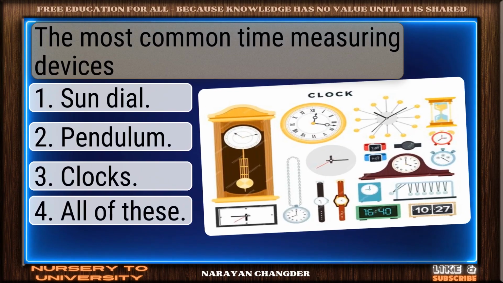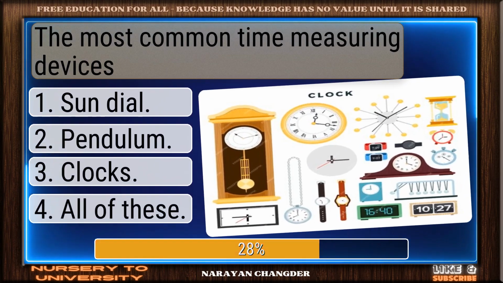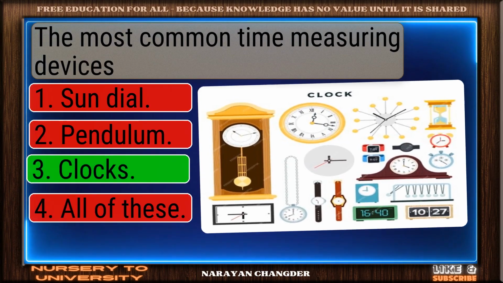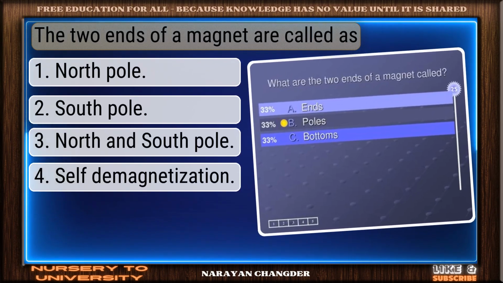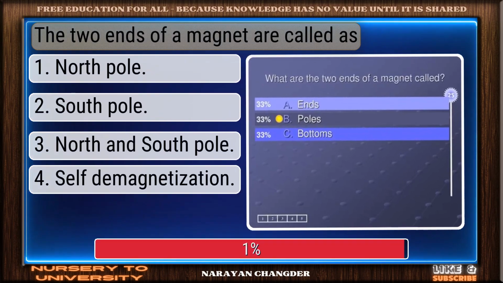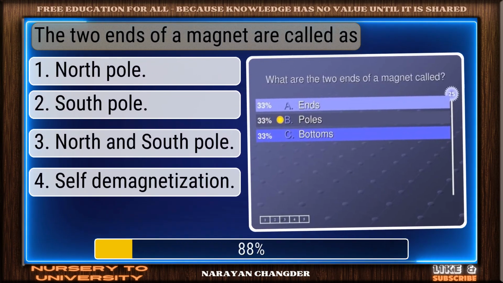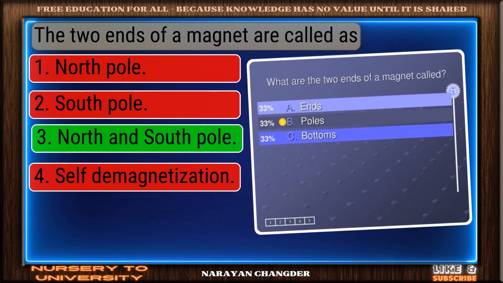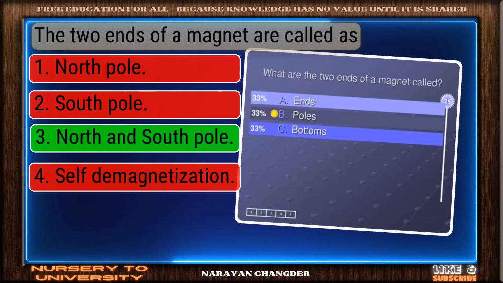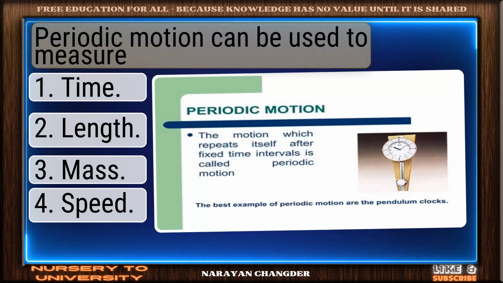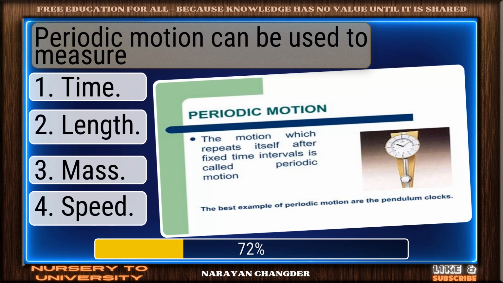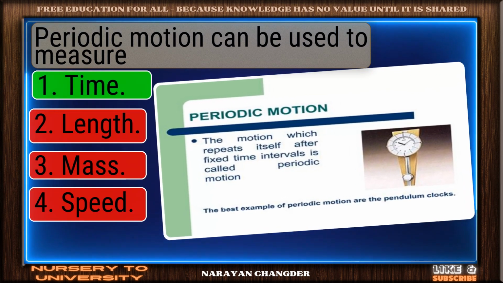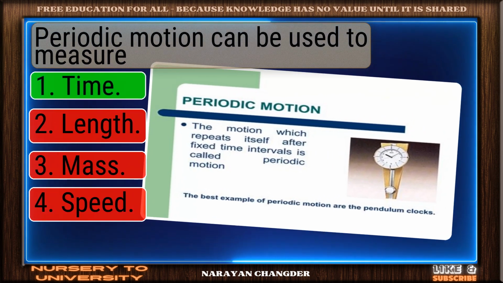The most common time measuring devices? You're right. Clocks is the correct answer. The two ends of a magnet are called as. Correct response. North and South Pole is the most accurate answer. Periodic motion can be used to measure. Strong choice. Time is the right answer.